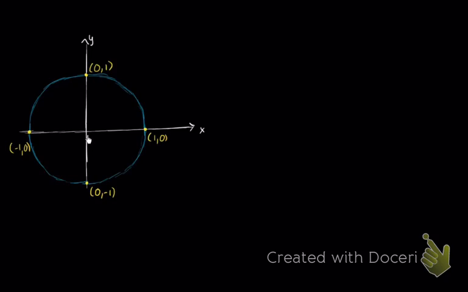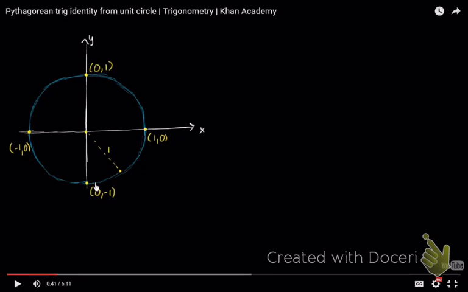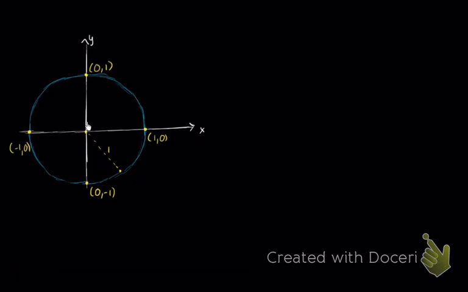The radius over here, the distance from the center of the circle, which is at the origin, to any point on the circle, is equal to 1. So the unit circle definition of trig functions leverages this unit circle. That's why it's called a unit circle definition.